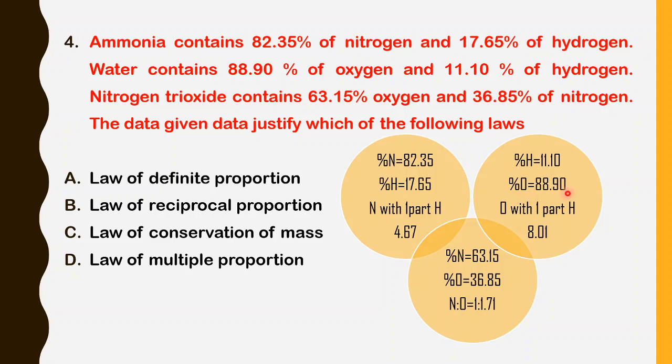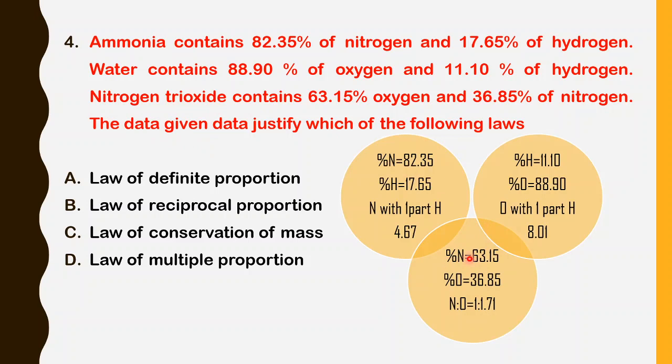Here again you can find out the amount of oxygen that combines with 1 part of hydrogen. By cross multiplication, 88.90 into 1 divided by 11.10, you will get the answer as 8.01 as the amount of oxygen. So if you find out the ratio of nitrogen and oxygen in these two compounds, you will get that ratio same as the ratio of nitrogen and oxygen present in the third compound, that is nitrogen trioxide.